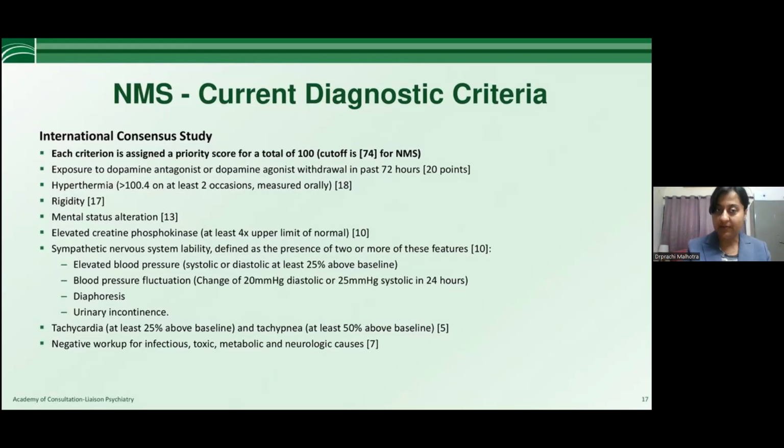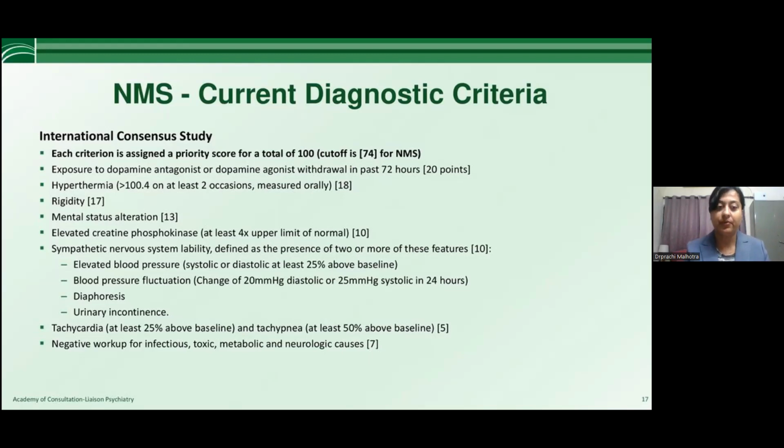Then there could be diaphoresis and urinary incontinence. So elevated blood pressure, blood pressure fluctuation, diaphoresis, and urinary incontinence: any 2 of these 4 features should be there, then we'll term it sympathetic nervous system lability. Then tachycardia, at least 25% above baseline, and tachypnea, at least 50% above baseline.